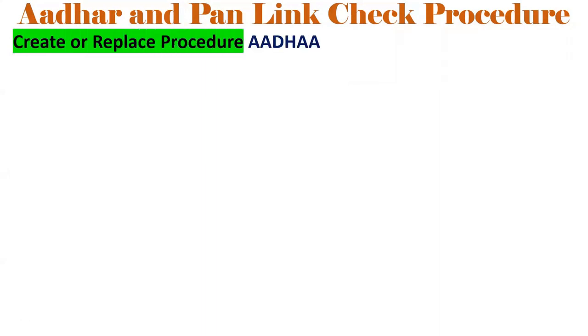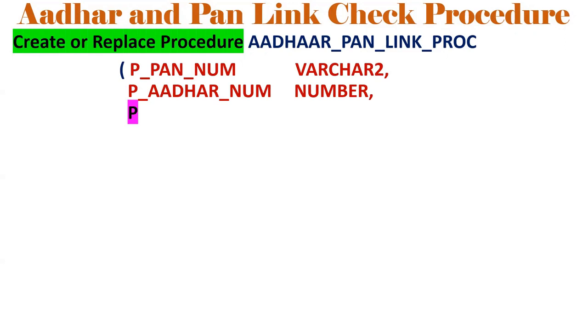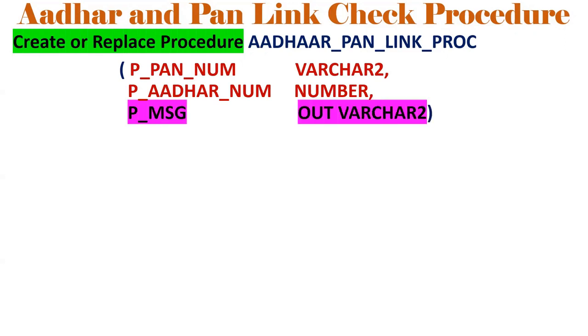So now the Aadhaar and PAN link check procedure. Create or replace procedure, I'm giving the name Aadhaar PAN link proc. It has P PAN number, P Aadhaar number, and P message. These are the input parameters, and these parameters are coming from the user. The out parameter is not coming from the user; as the database developer, we need to do the validation and give the result to the end user.